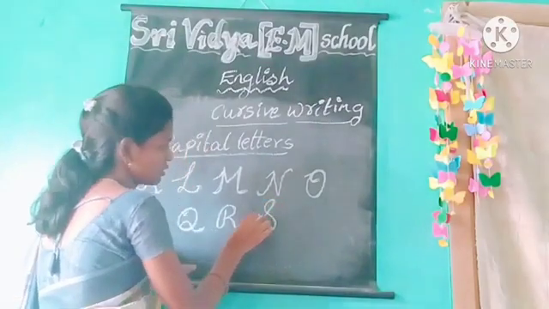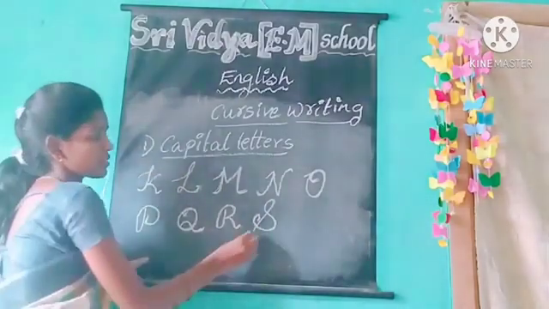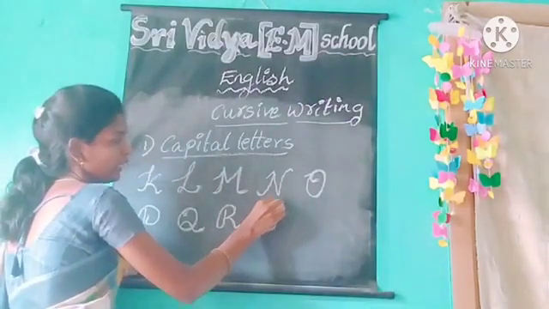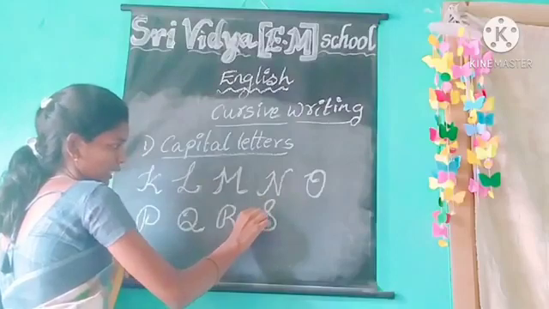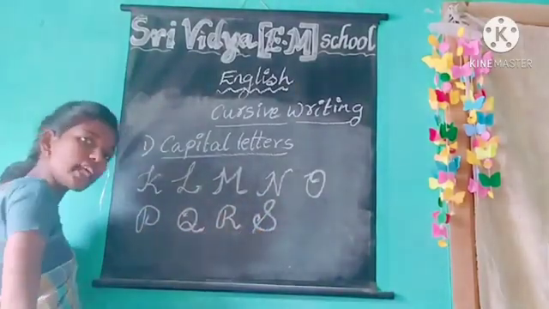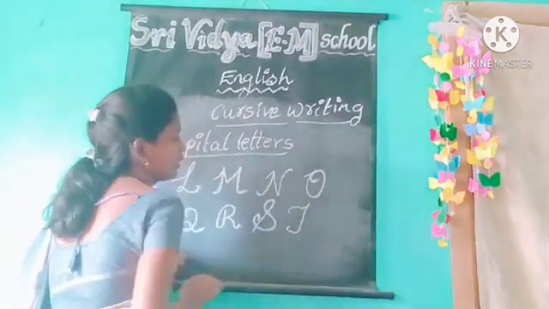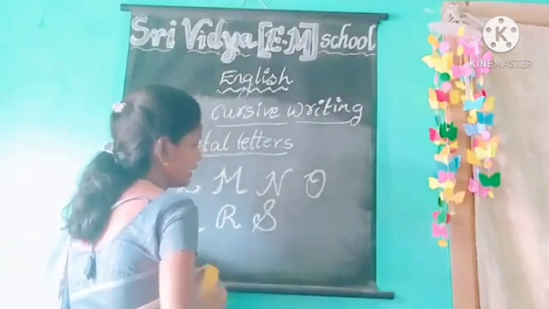S should be written like this. The next letter, S, should be written like this. We should start from here and it should be written like this. P, Q, R, S. What is the next letter of S? It is T.